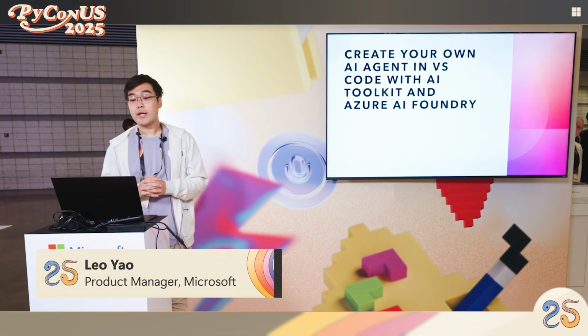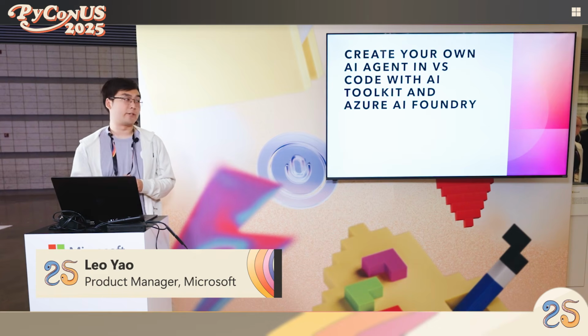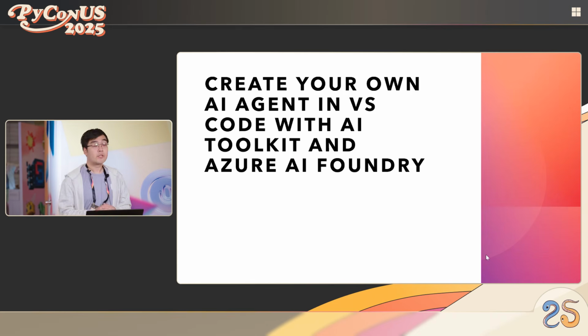Hey everyone, today I'm going to show you how you can build your own AI agent in VS Code with the AI Toolkit extension and the Azure AI Foundry extension. So I'm going to do a live demo to show you how you can do this. So let me switch over to VS Code.